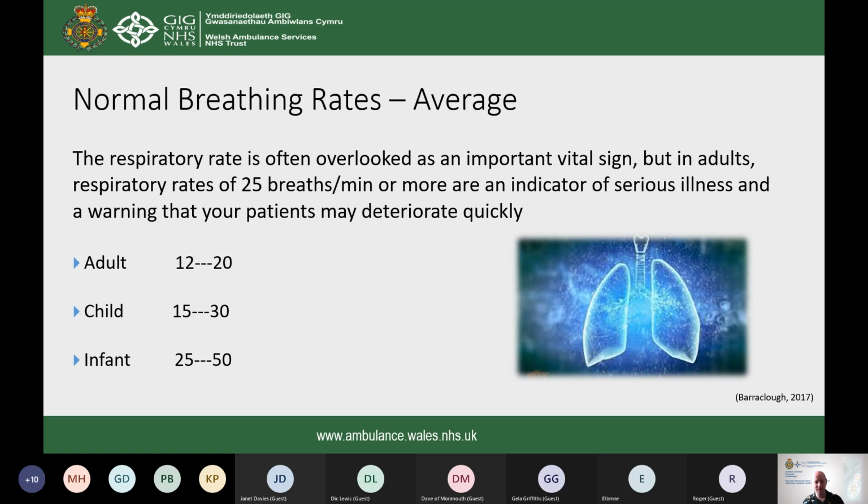How about children then? Anyone know what the normal breathing rate for a child would be? Varies on the age. Yeah, good. Cool. Varies on the age, but as long as you understand it's going to be a little bit higher. So 15, 13, and then again for infants. So as long as you know the standard for an adult is 12 to 20, and children will have a higher respiratory rate naturally for them. Cool.